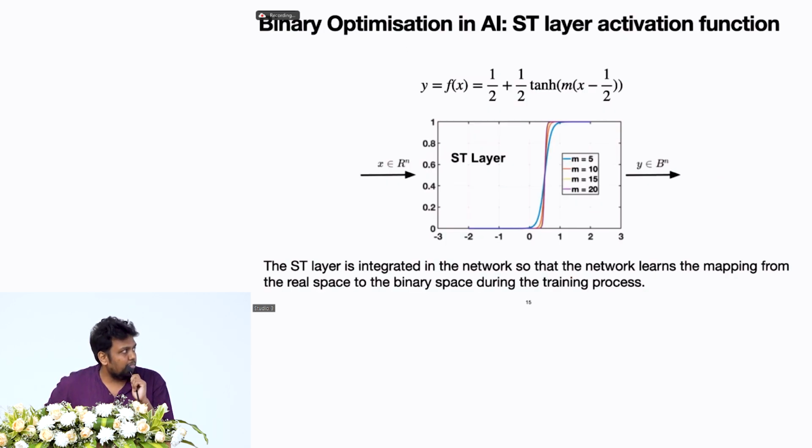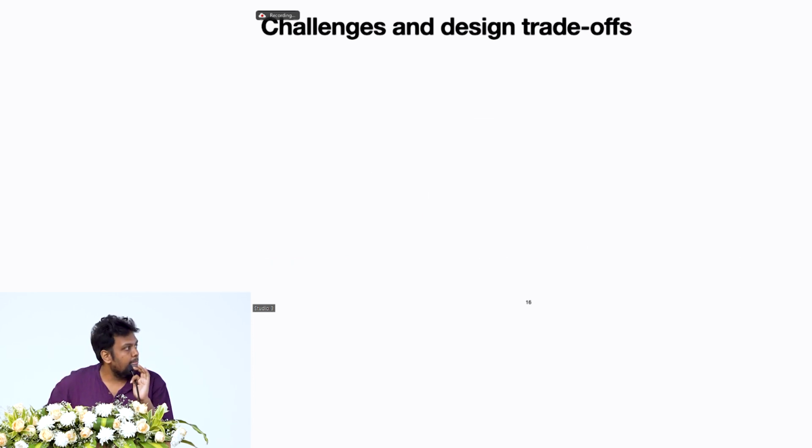So this is the equation of the ST activation layer that we came up with. It takes a real value, but it thresholds the value to binary values, ones and zeros, while being differentiable. So this layer is integrated in our AI model.